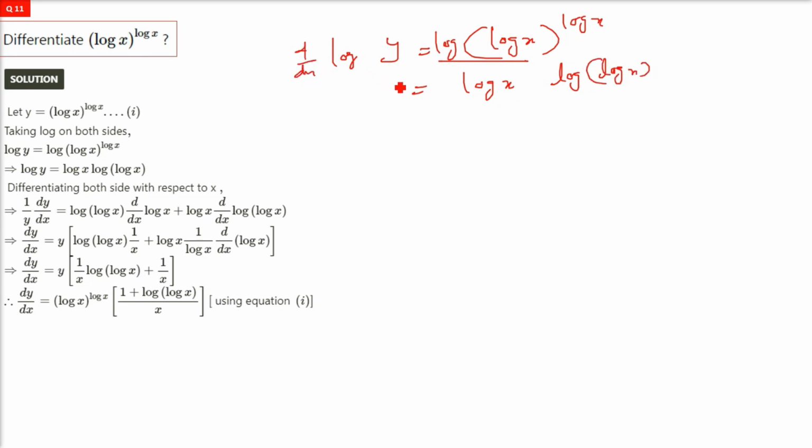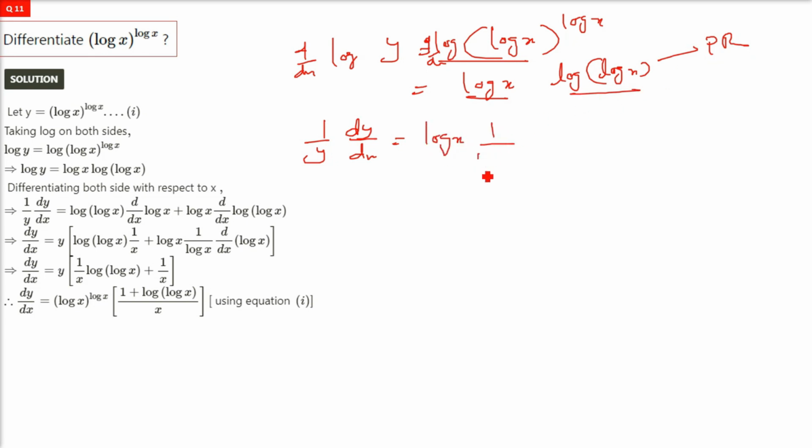So if we differentiate it, on the left it will be 1 by y dy by dx, because log y differentiation is 1 by y. Then we have to do d by dx. And these two, we can apply the product rule here. We'll apply the product rule. So log x, let us take outside.